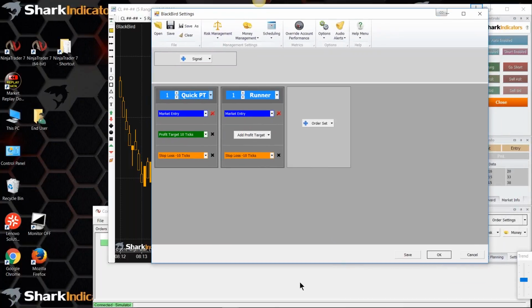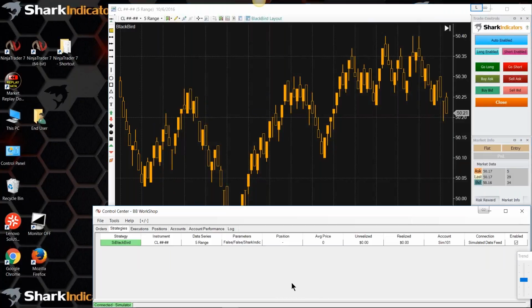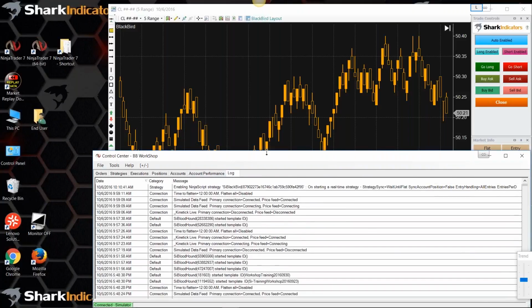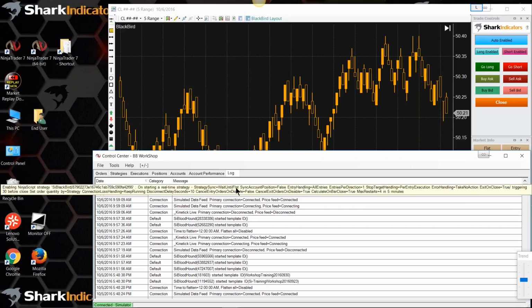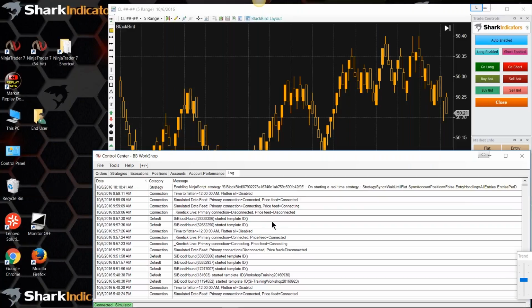And also, I gotta close out that window. In the log tab, right? So in the log tab, BlackBird gives lots of feedback as to various things that are happening here.